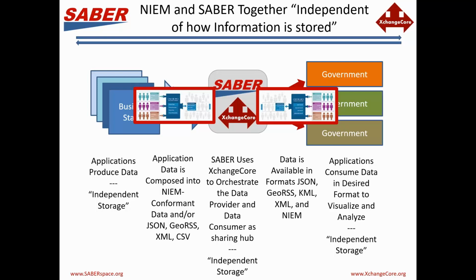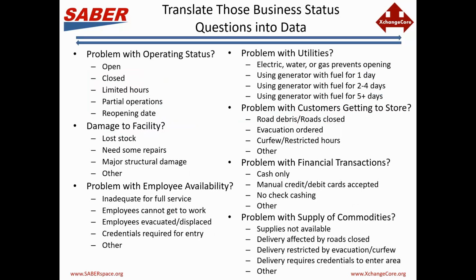So that's the process that SABER has and how NIEM has been overlaid on top of it as an additional format that allows us to then translate those business status questions, the why, into terms that will make sense on both sides of the equation, no matter what format is moving from left to right.